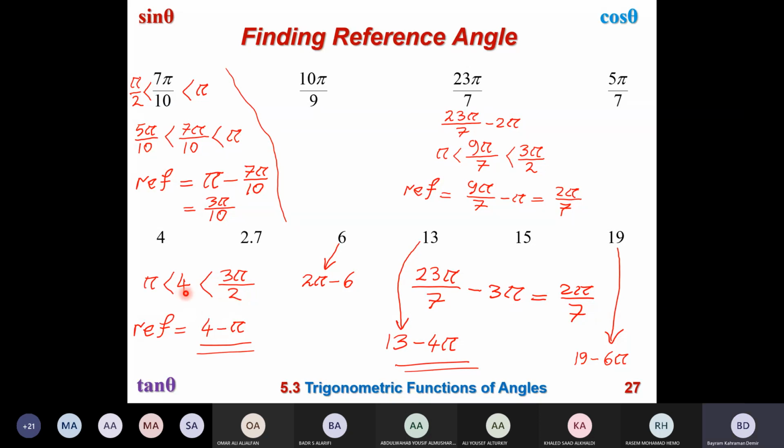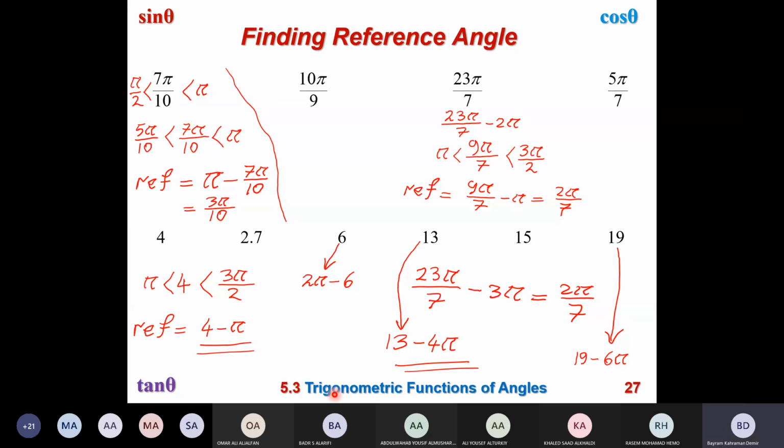So Shabab, you are in the quadrant 3 now. 4 is in the quadrant 3. So how do you find the reference angle in the quadrant 3? We subtract pi. 4 minus pi is the reference angle. 4 minus pi. So if you like to see approximately how much, 4 minus 3.14. If somebody still doesn't understand what is pi, pi is 3.14 radian.